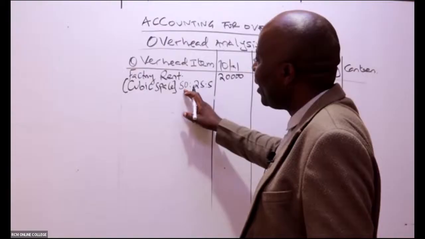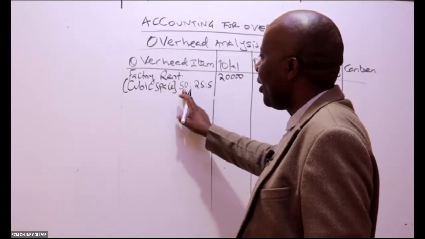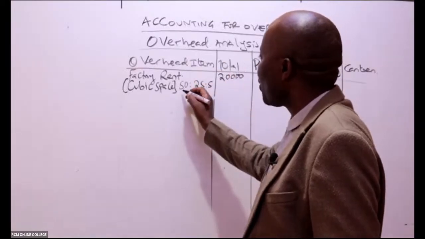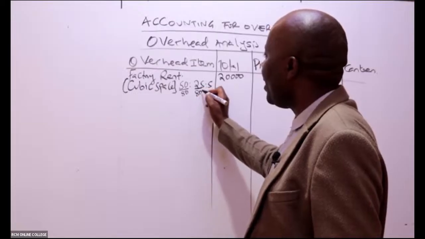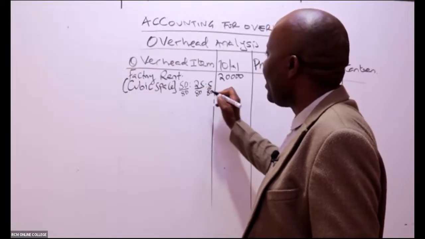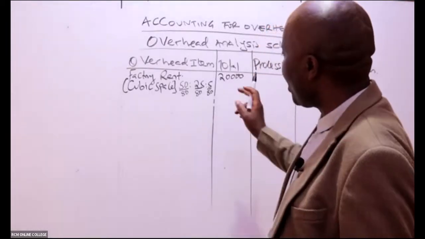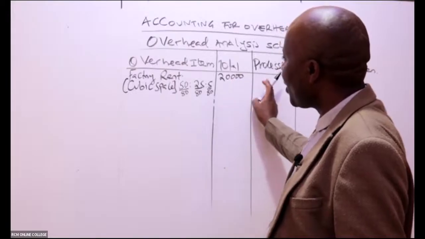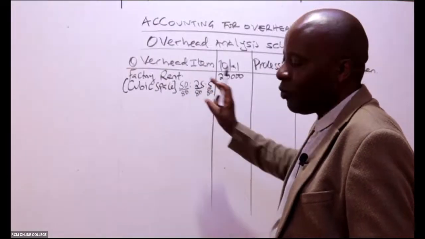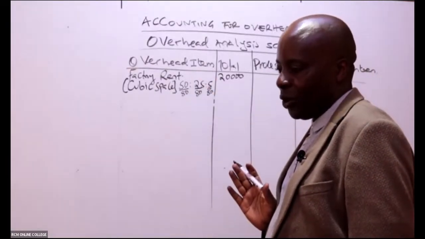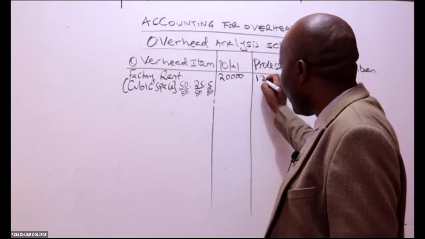So when you add these ratios, this will be 30 plus 50, so it is 80. It means the first one, processing, will take 50 over 80. Packing will take 25 over 80. Canteen will take 5 over 80. So now you give us the answers. Processing has the bigger part of it, so it will be 20,000 times 50 over 80. Give me an answer, my good students. Processing takes 12,500.